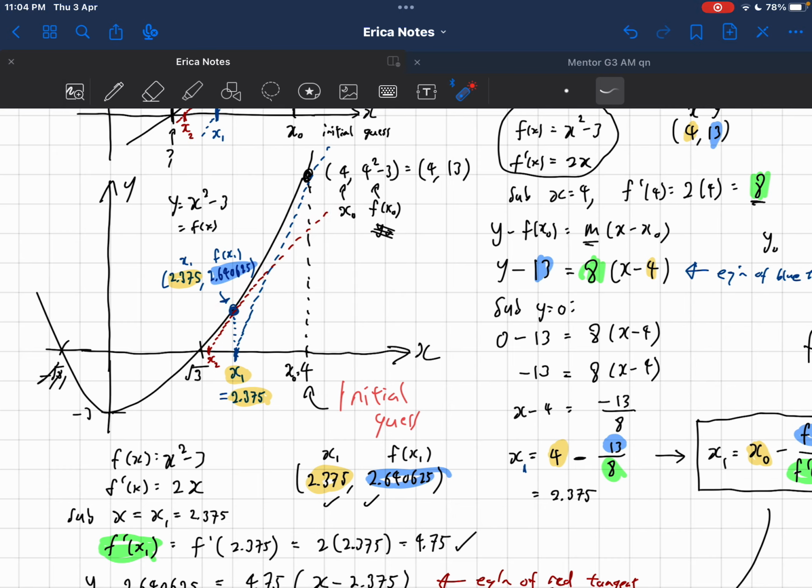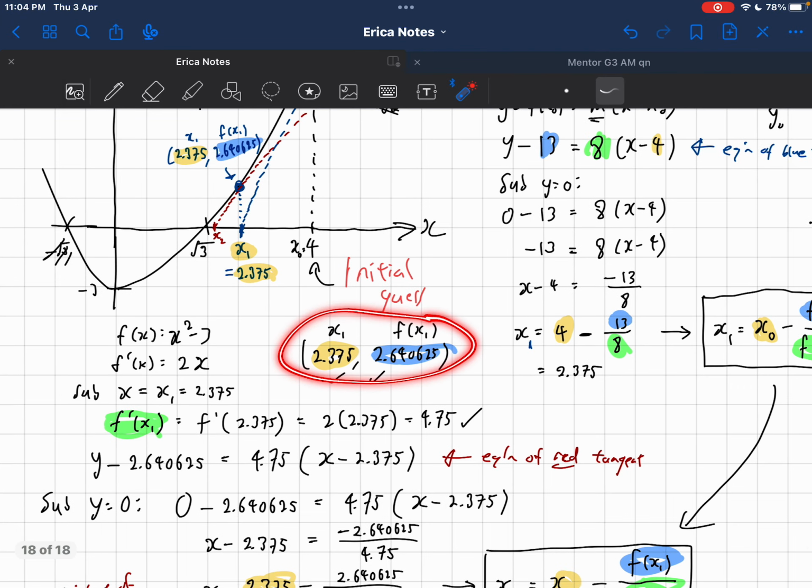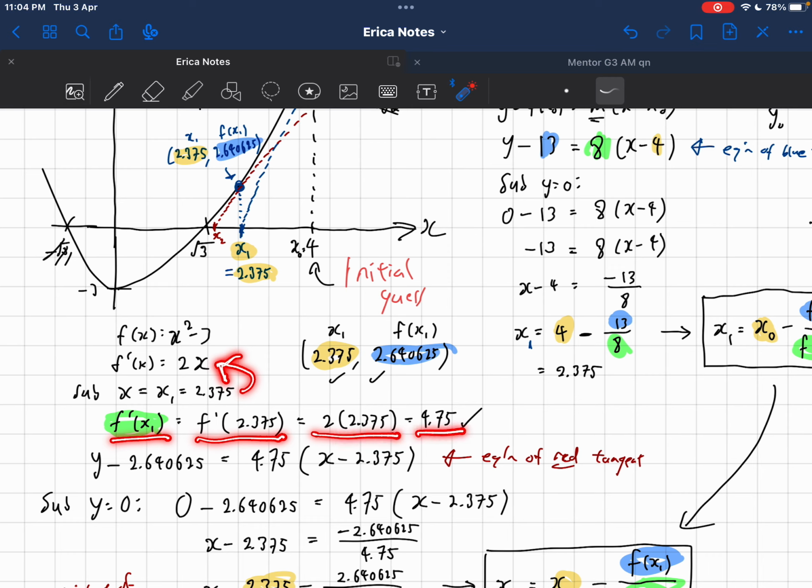What we do is, let's list down the coordinates first. So x1 comma f of x1, so 2.375 comma 2.460625. Okay, good. Then f(x) equals x squared minus 3, f prime x is 2x. Then when x equals x1, which is 2.375, remember, we sub into our f prime x so that we can find the gradient of the tangent line. So f prime of x1 equals f prime 2.375. 2 times 2.375 is 4.75.